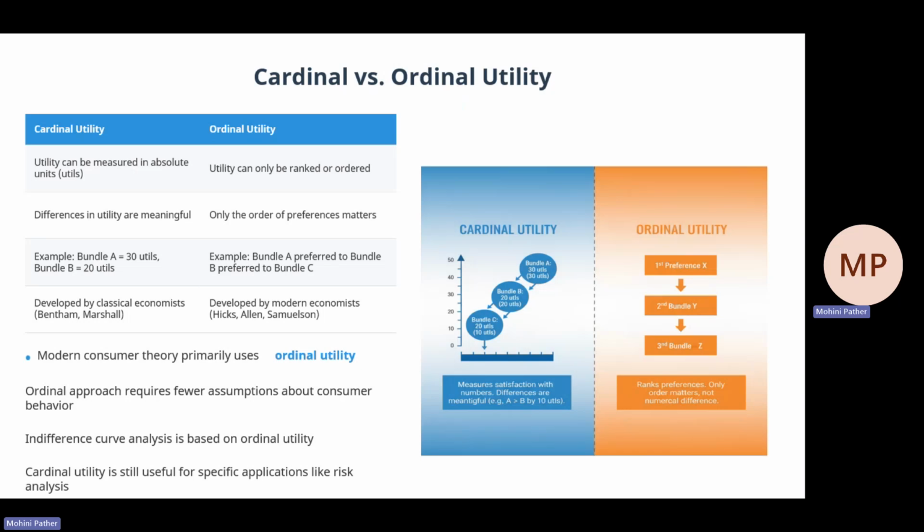So cardinal utility can be measured in absolute utils. You can understand exactly how much you are deriving. So 1 unit of this will give me 10 utils. 2 units of this will give me 20 utils, etc., etc. With ordinal utility, utility can only be ranked or ordered. So for example, algorithms are brilliant at doing this. So they rank things. They cannot give you an overall satisfaction.